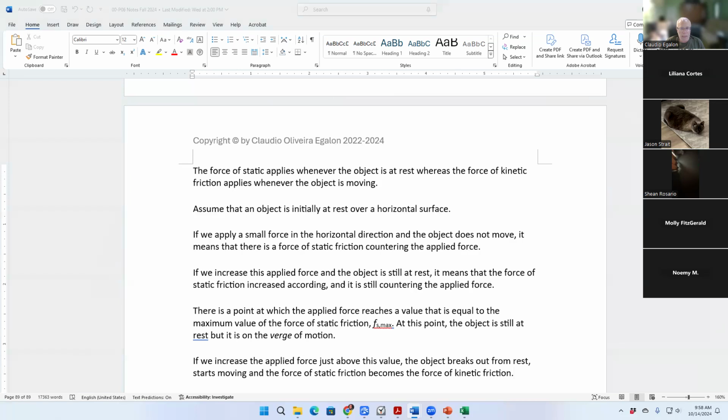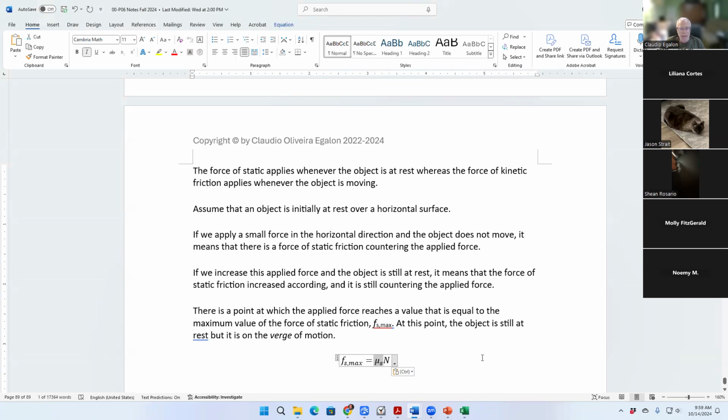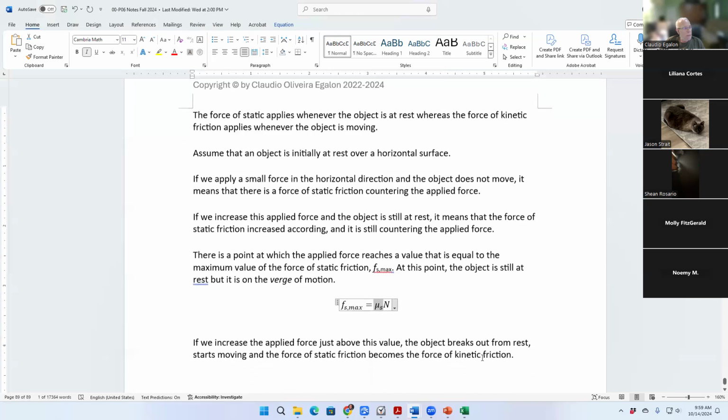Here you go. Oh, I have to write down here something too, right? At this point, the object is still at rest, but it is on the verge of motion. Okay. And by the way, let me put a very important equation here. The maximum value of the force of static friction is given by that equation. And this coefficient that you see right here is documented in tables, okay?